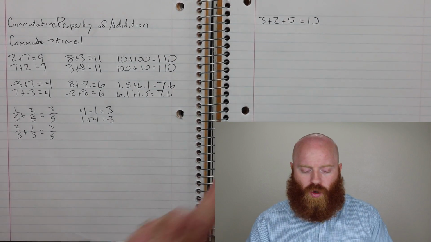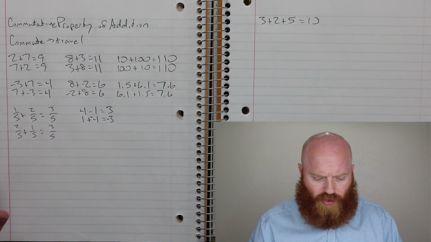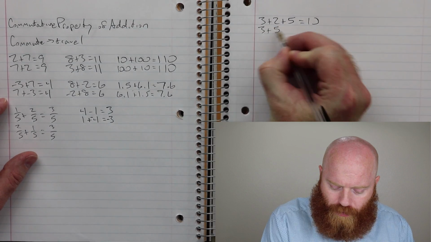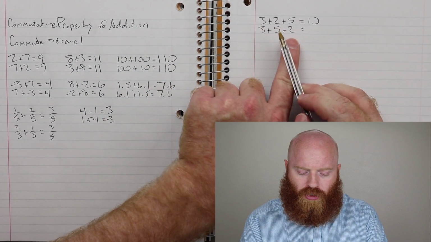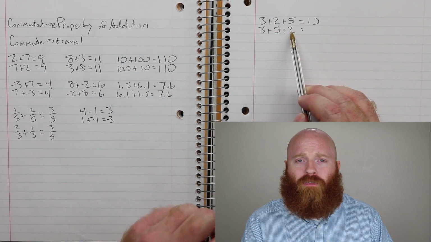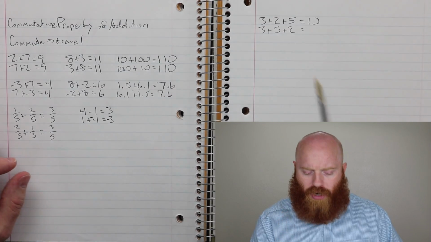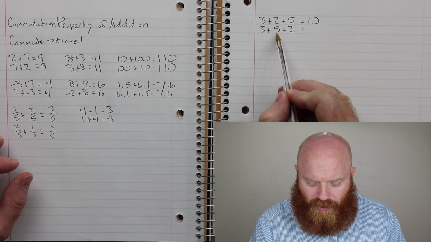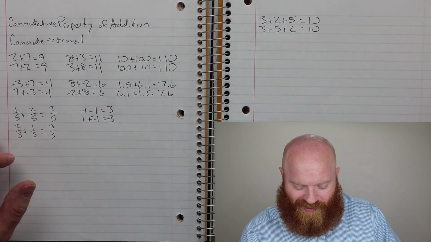Okay, no big deal. Well, what if I commute some of the numbers? Well, which ones do I pick? Guess what? I'm going to pick them all. I don't care. How about 3 plus 5 plus 2? So what I did is I kept the 3 where it was, and all I did is commute the 2 and the 5. Instead of 2 plus 5, I put 5 plus 2. I only switched 2 of them. I didn't switch all 3. Let's see if it works. Left to right. 3 plus 5 equals 8. 8 plus 2 equals 10.